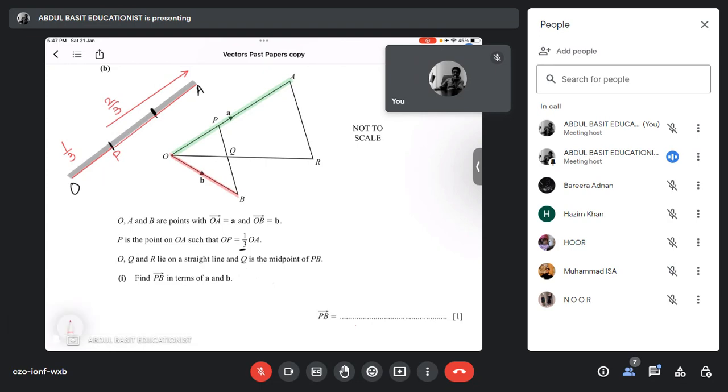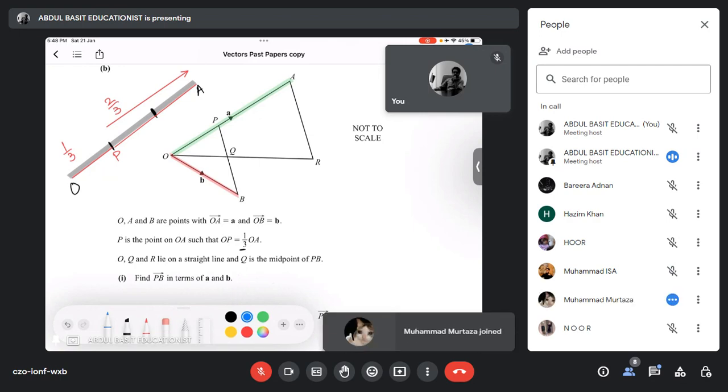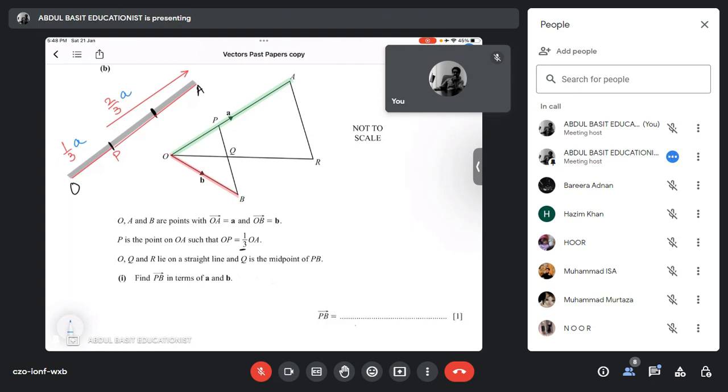Now we can see that O to A is small a. So can I say that this is 1/3 A and that is 2/3 A? Yes or no? Noor and Hoor, do you understand this? Noor, do you understand this? Yes sir, we understood. Okay. Now the question is for you, Hoor. Hoor, now it's your turn. Find P to B in terms of A and B.